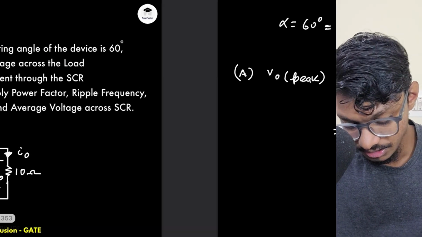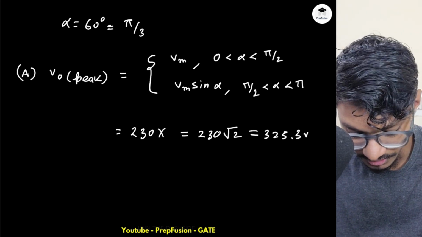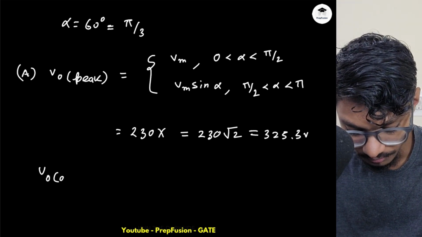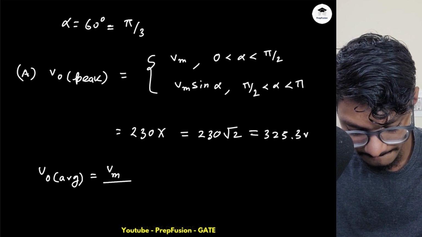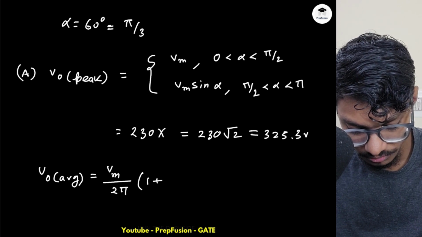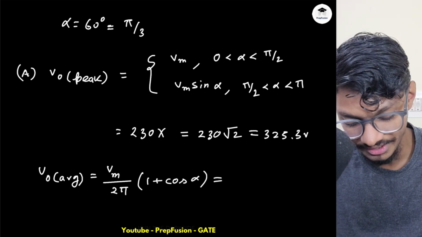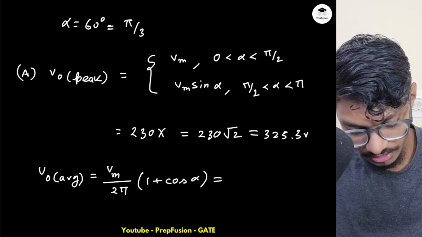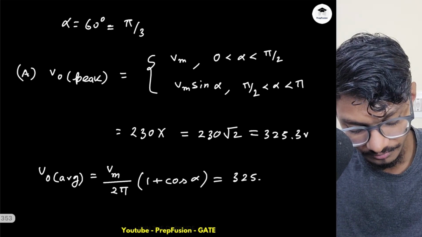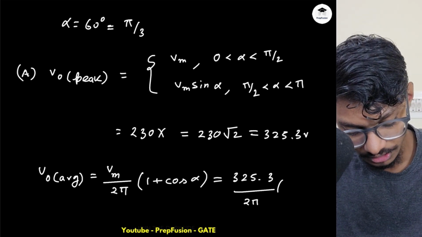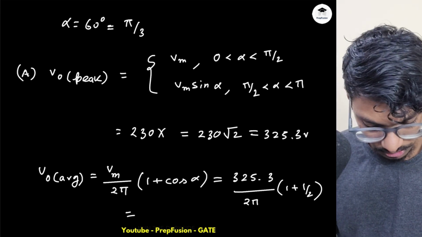Now the average. I will write the formula here directly, but I can derive it as well, right? I know how it came. So after deriving, what does the formula come up to be? VO average is equal to Vm by 2 pi into (1 plus cos alpha). So what is alpha? Alpha is pi by 3, right? Vm is 325.3, divided by 2 pi, into 1 plus 1 by 2, that is 3 by 2, into this. So I will just quickly compute this on my own and find out the answer.